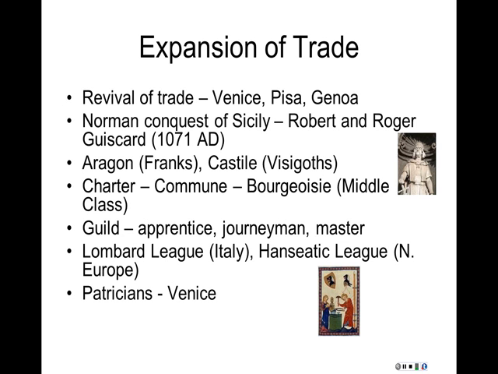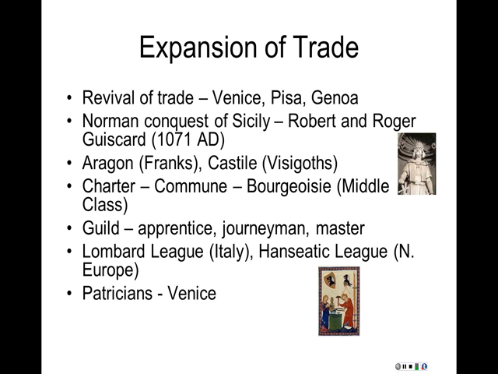So the guild system not only provided government, but it provided a system of education to train people, and it also provided welfare, because if you were a member of a guild and you died and had a widow and small children, the members of the guild were there to help you out. So they were kind of like the insurance system of medieval Europe. So the guilds were very important in the system.